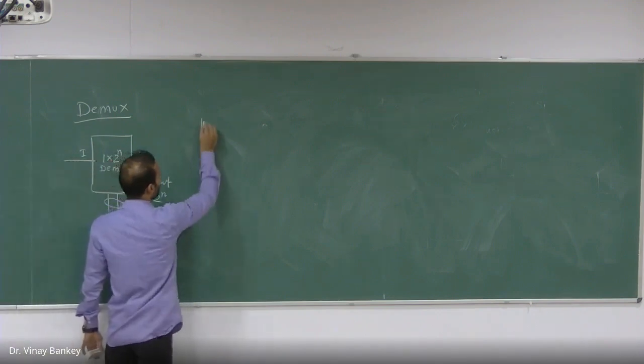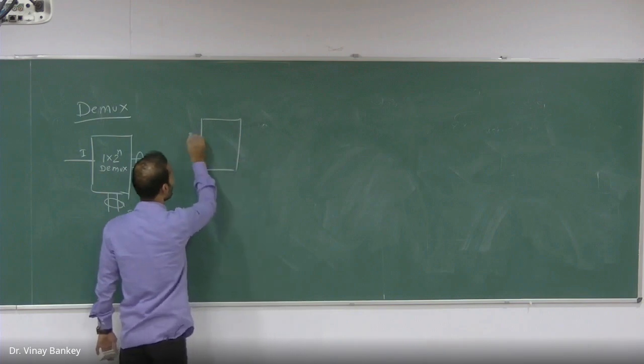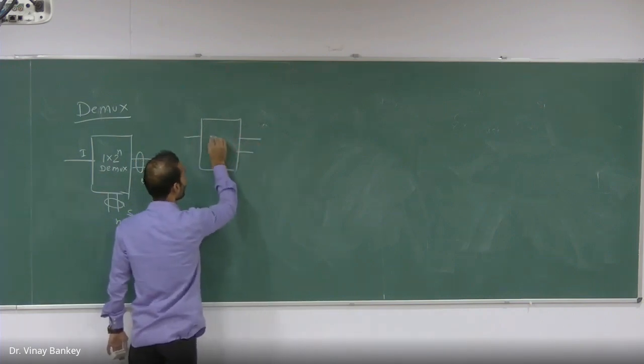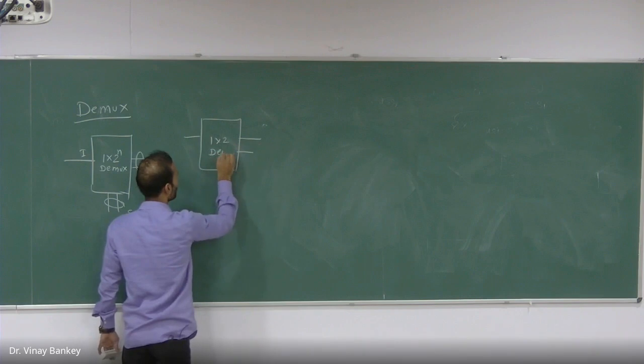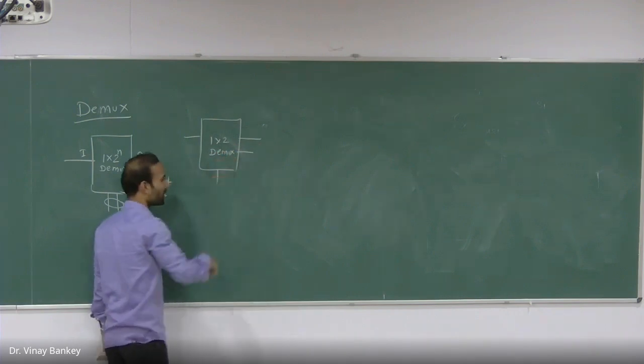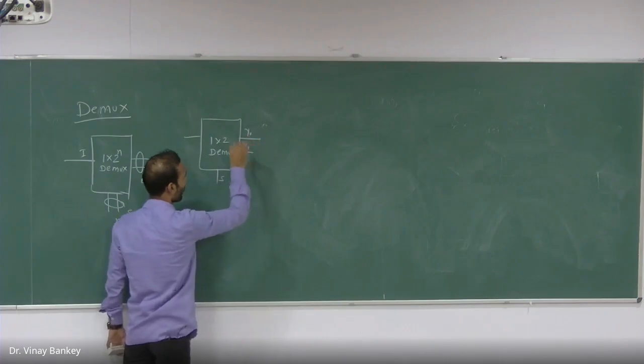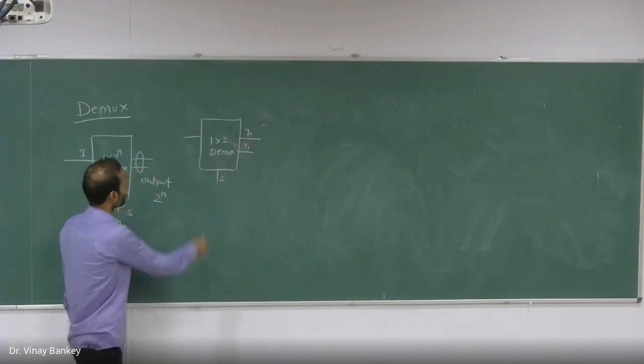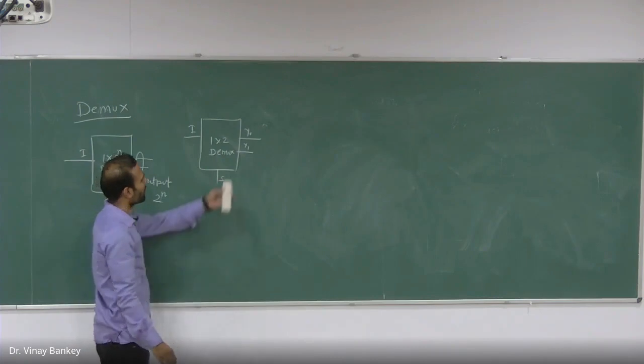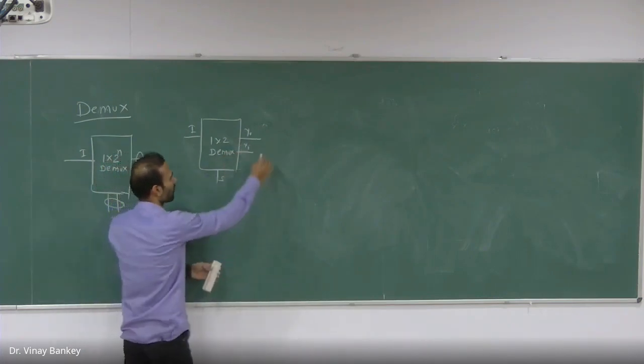So the basic or elementary demux is the 1 cross 2 demux, which will have only one selection line. So there will be two outputs. So how do we write this output in terms of Boolean function? So y0 will be what?